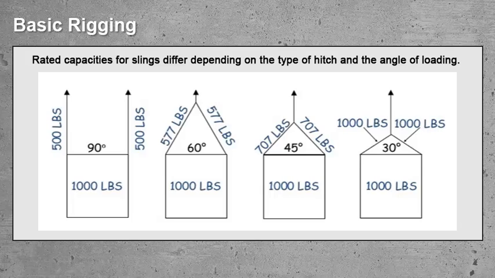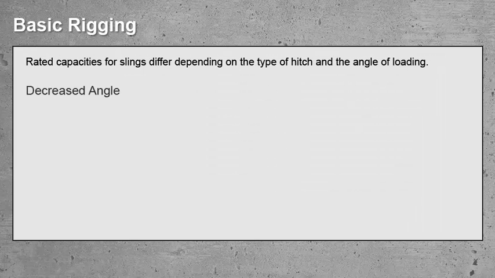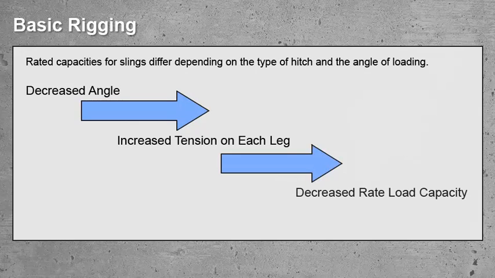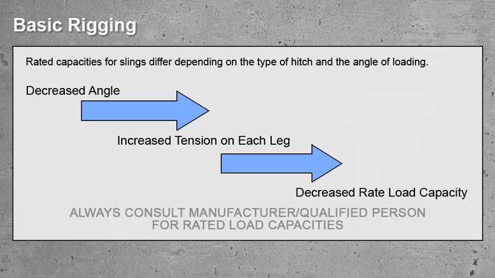The rated loads are also dependent on the type of hitch and the angle of loading for the hitch, specifically basket and bridle hitches. When the angle is lower to the horizon, there is more tension on each leg, thus decreasing the rated load capacity. To put this concept into perspective, imagine carrying two buckets, one in each hand. When you lift your arms away from your body, you will notice the tension in your arms, and it becomes more difficult to hold the loads. And it is always important to consult a manufacturer and/or a designated qualified person before selecting and using a sling to do a vertical lift.